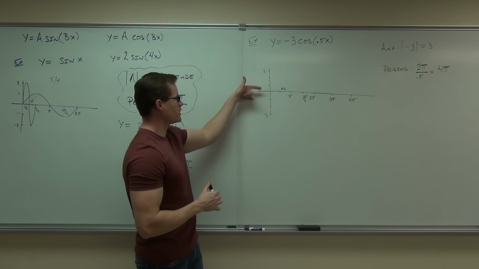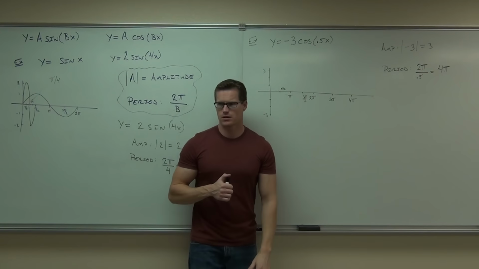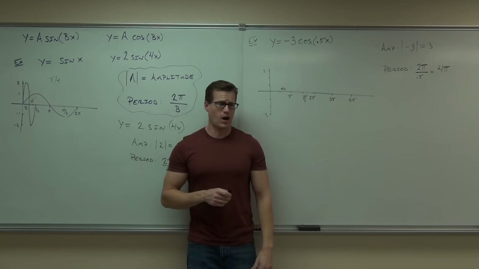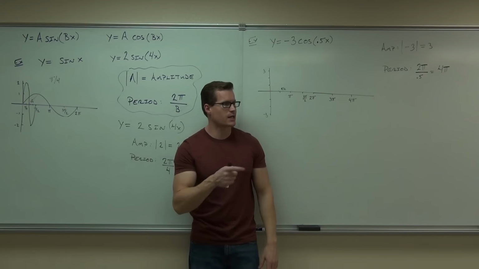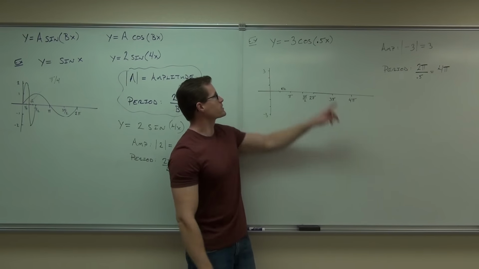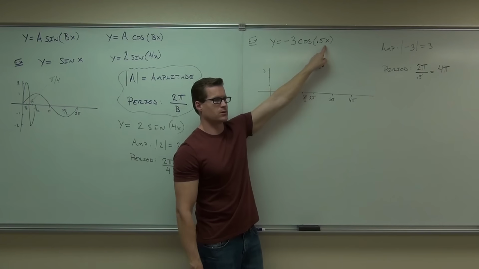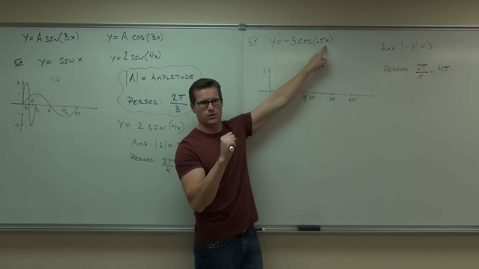Now, how do you figure out where to start? Well, do we start at 3? Do we start at -3? What do you think? -3. Why? Well, firstly, there's a negative in front of it. Secondly, why don't you plug in 0? What's 0.5 times 0? What's cosine of 0?